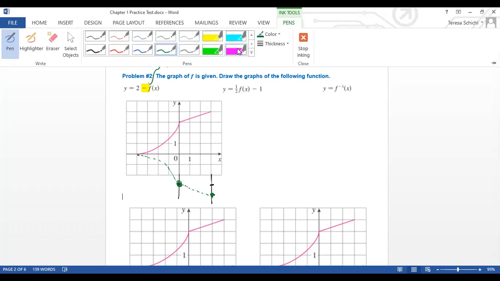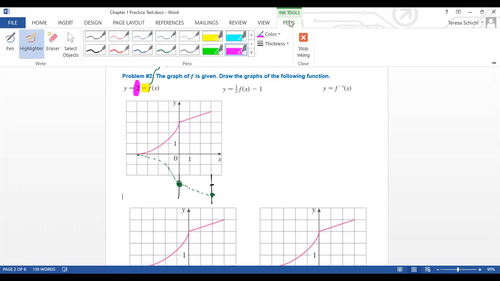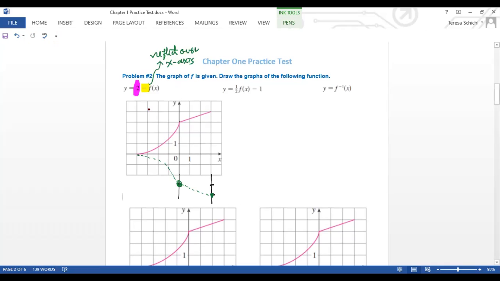Okay, now the next thing here is this 2. So this 2 is outside the function f of x. So if you remember, what do we call this? This is the vertical shift, right? So this is 2, so that means every point is going to shift up 2.